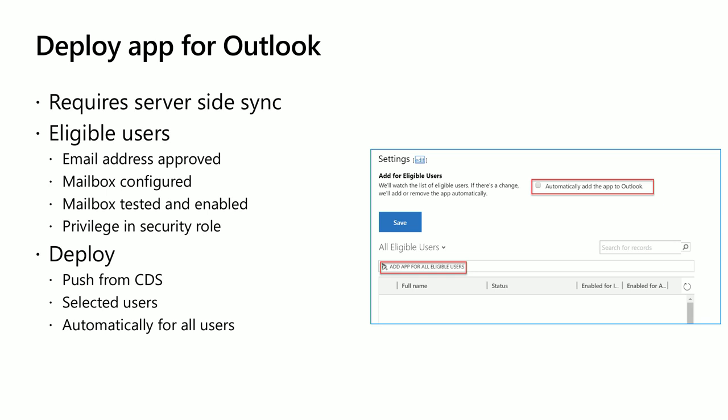So just understand the app for Outlook, what it requires. So you've got to approve the email address, you've got to test enable the mailbox. There's a privilege and a security role. There's all these things that could go wrong. And remember I said the exam is about troubleshooting. There's a lot of troubleshooting type questions. What do I need to do to fix this problem? How do I get it? So a user says, I've not got the app for Outlook. What do I need to do? What could possibly go wrong?